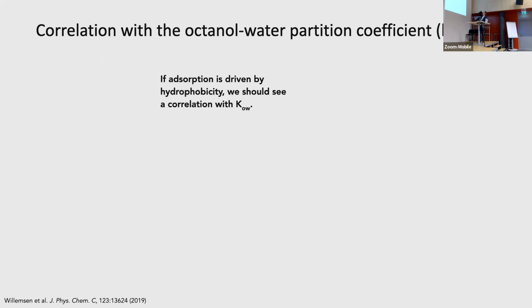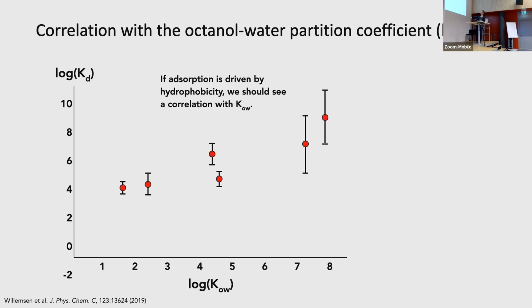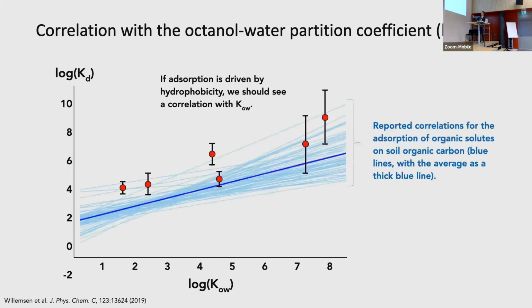So if adsorption is driven by hydrophobicity, we should see a correlation with the octanol-water partition coefficient. Again, for these 6 phthalates, that's what we're seeing. As they get more hydrophobic, they adsorb more strongly to clay, according to our simulations. In the literature, people often point out that there's a correlation between adsorption of organic contaminants to soil organic carbon and the log KOW. So here we're plotting a whole bunch of reported correlations for a whole bunch of different organic solutes on soil organic carbon as a function of their log KOW. And you can see that the organic compounds are adsorbing on clay exactly the same way that they would adsorb on soil organic carbon, which is kind of weird.